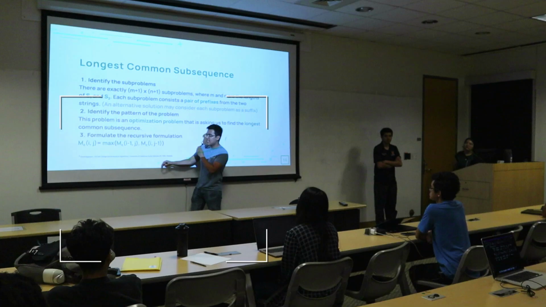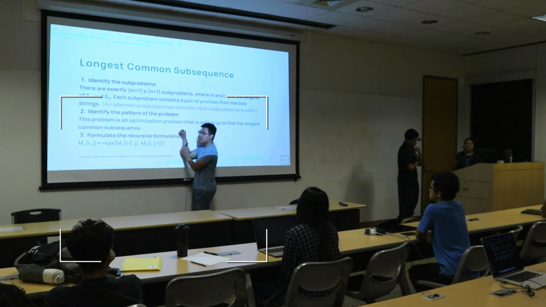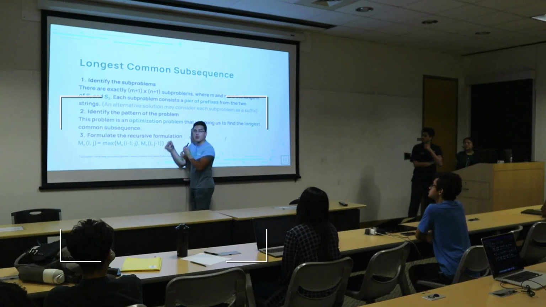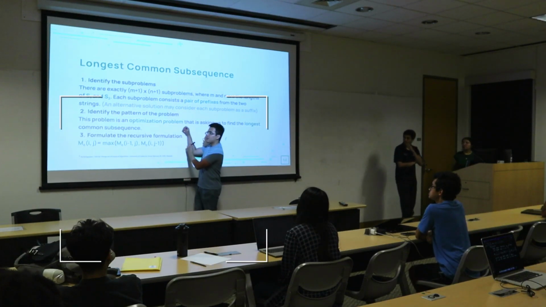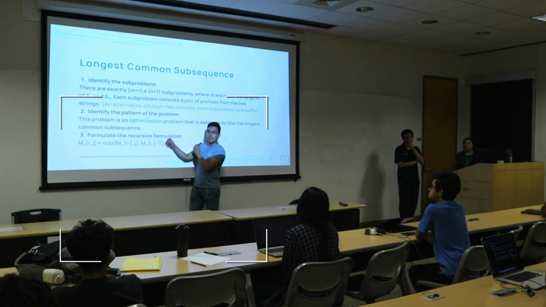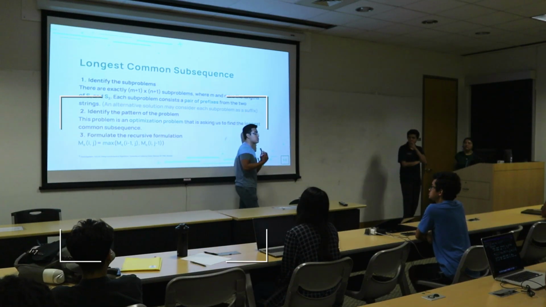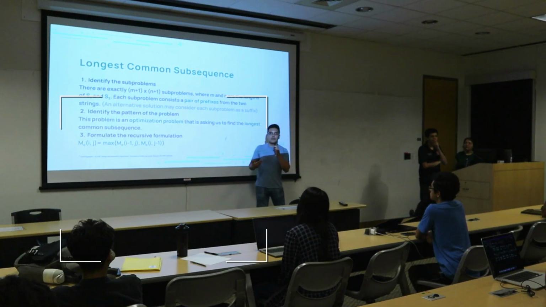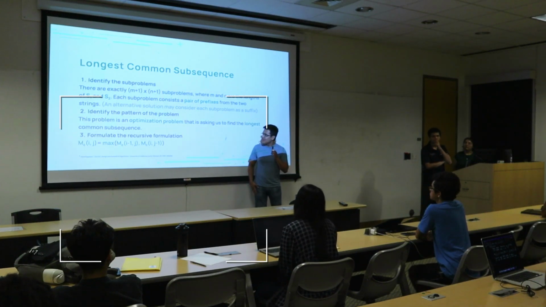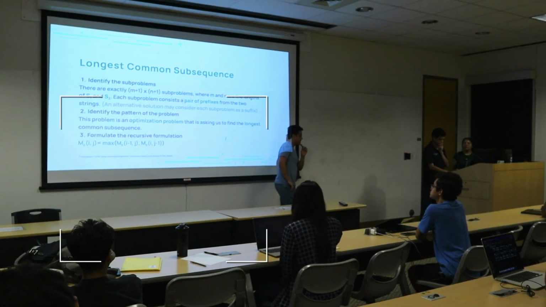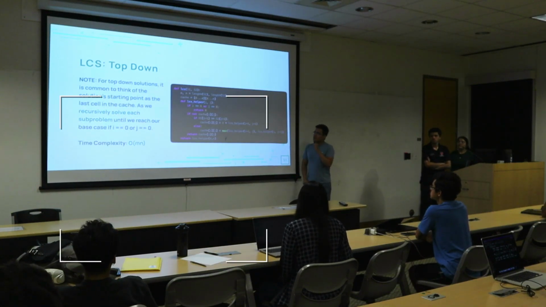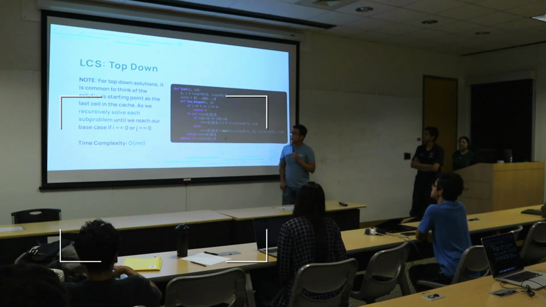So if the max is in I, then we're going to move down J. Or if the max is at J, then we're going to move down I. And then we're going to do that, so on and so forth, until we run out of the length of the string. Okay, so we're going to now look at top-down memoization.